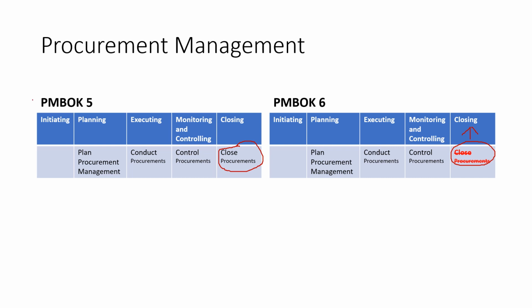So everything else remains the same from PMBOK 5 to PMBOK 6. As you can see, plan procurement management, conduct procurements, control procurements, all of them remain the same. All three processes are here. Just one process has been removed.